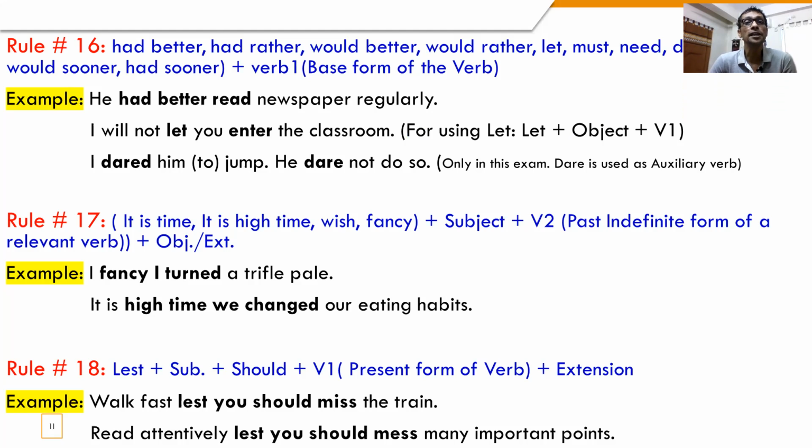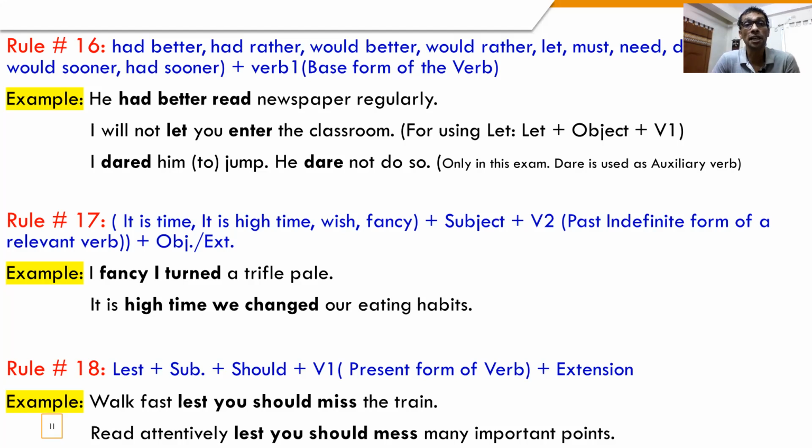I will not let you enter the classroom. Something like this, but for using let plus subject, object plus verb 1, you can see this example is a little bit different than the first one. When you use let, it is followed by a subject, then the verb in the main form. So don't use let directly with the main form of the verb. Like this: I will not let you enter into this classroom.